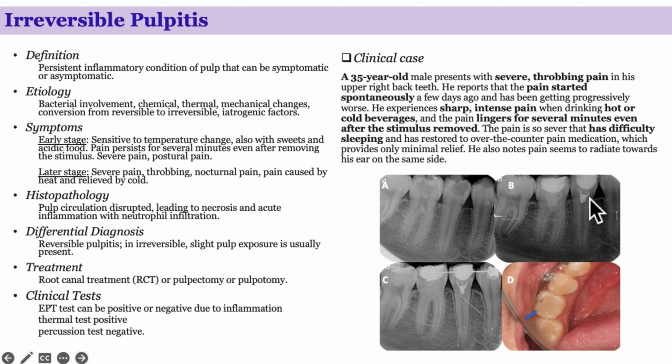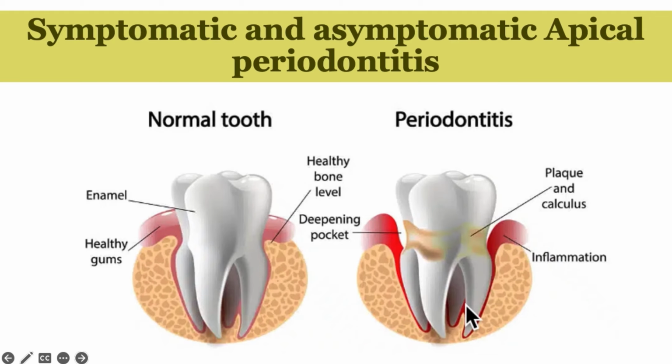So they did a pulpotomy. Pulpotomy means removing the coronal pulp and saving the radicular pulp. After the pulpotomy, we can see here we have a healthier pulp and tooth. For the next video, we will discuss symptomatic and asymptomatic apical periodontitis.